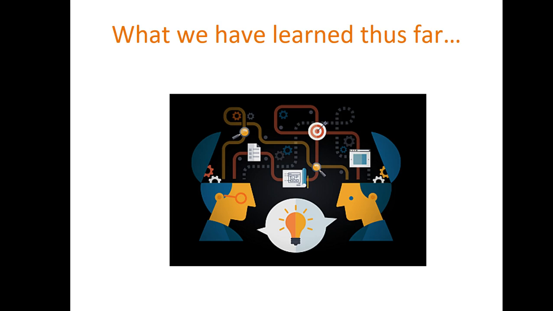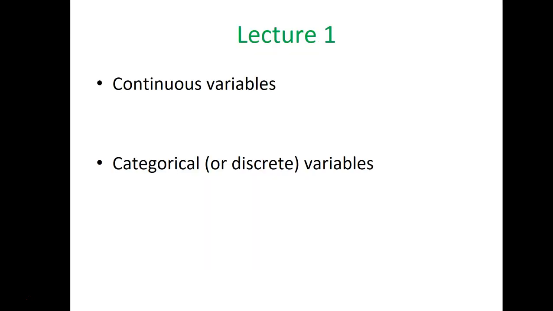Now let's go over what we have learned thus far in class, therefore, what is testable on the midterm exam. What have we learned? Well, in the first lecture, and by the way, when I say a lecture, I mean there are 2 lectures per class. So, lecture 1, lecture 2 happen on the same night. So lecture 1, we learned about the differences between continuous and categorical variables.